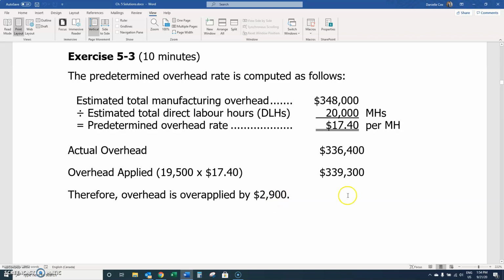So it's important that you're able to calculate the predetermined overhead rate, and you're able to determine how much was applied based on the actual hours. And then if you're given the actual amount of overhead, being able to determine if it was over applied or under applied, and in either case what to do with the amount here. But we'll look at that in a later question.